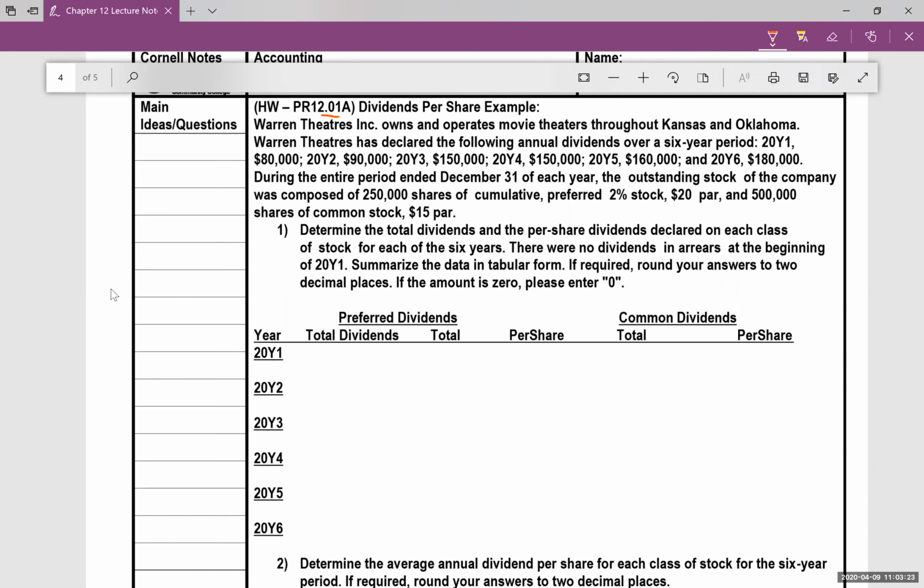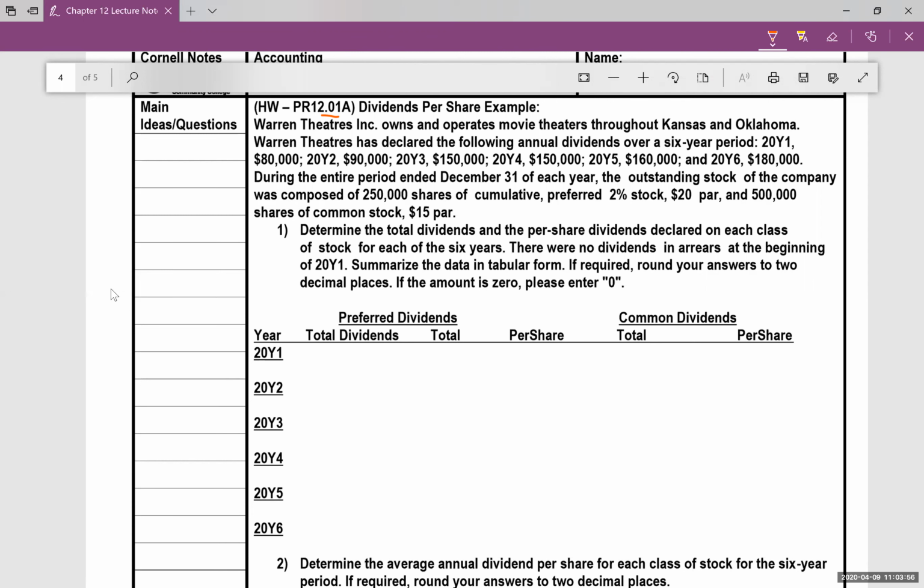Warren Theaters owns and operates movie theaters throughout Kansas and Oklahoma. Warren Theaters has declared the following annual dividends over a 6-year period. This is all fake information, by the way. 20Y1, 80,000, 90,000, and so on. During the entire period ended December 31st of each year, the outstanding stock of the company was composed of 250,000 shares of cumulative preferred 2% stock at $20 par and 500,000 shares of common stock.